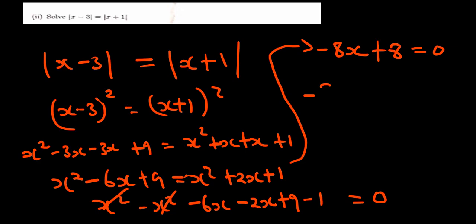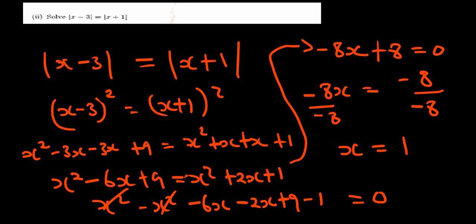So minus 8x is equal to minus 8, and then you divide by minus 8, divide by minus 8. So it means our x is just going to be equal to 1. Okay, so this here is our answer, and that's the end of this video.